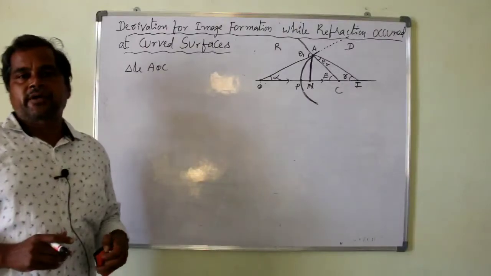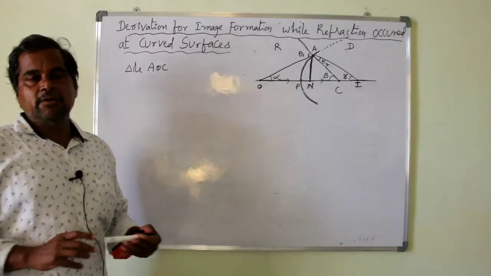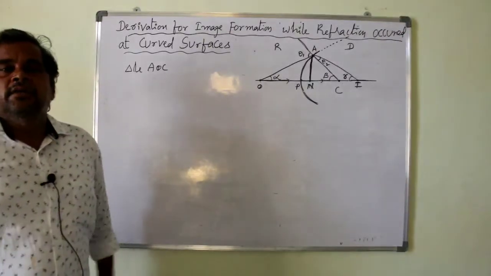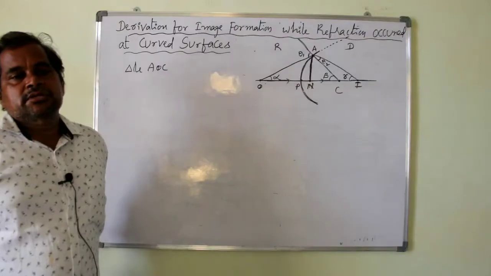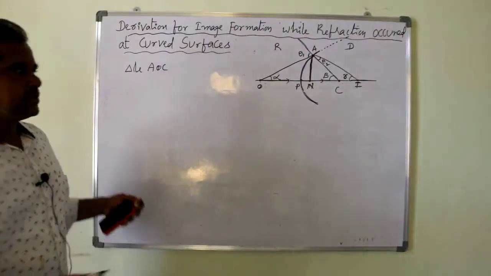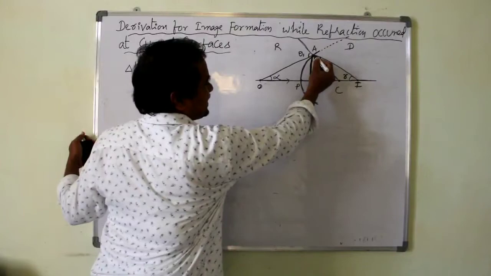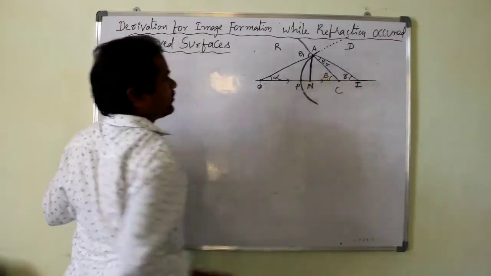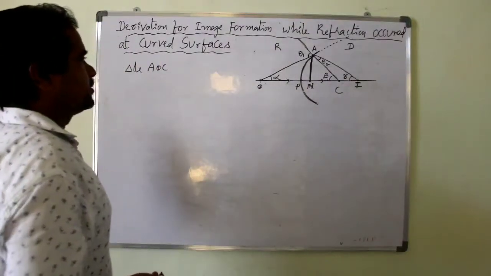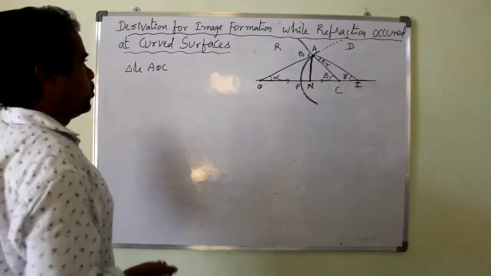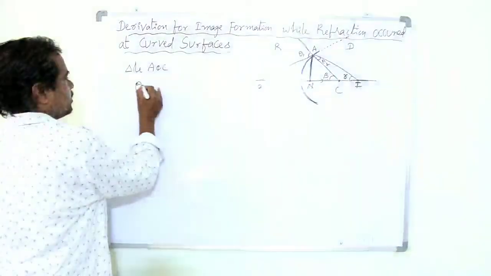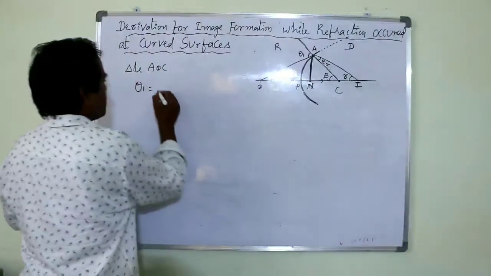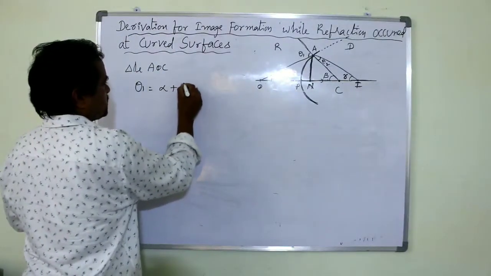According to the properties of a triangle, in any triangle, if any one of the three sides is extended, one exterior angle is formed. The exterior angle is equal to the sum of the opposite interior angles, so here the opposite interior angles of this triangle are alpha and beta. Theta 1 is equal to alpha plus beta.